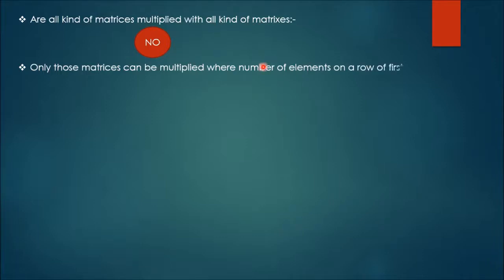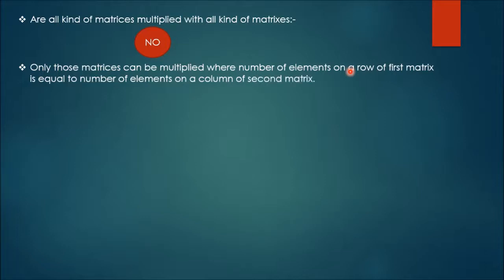Now there is a certain criteria for matrix multiplication. So let's see the criteria. Only those matrices can be multiplied where the number of elements on a row of the first matrix is equal to the number of elements on a column of the second matrix. A matrix has rows and columns, and the number of elements on a particular row means any row, because in every row there is the same number of elements, isn't it? A vertical line is a column.